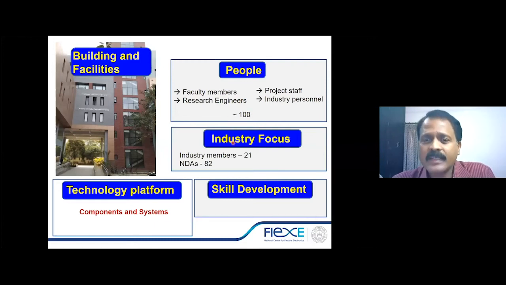We have a strong industry focus. We have a membership model, and the number of past and present members is 21, and a large number of non-disclosure agreements have been signed, many of which are at a very advanced stage of discussions. And then we have a technology platform to develop the components and the systems. And then we are also looking at different aspects of scale development.